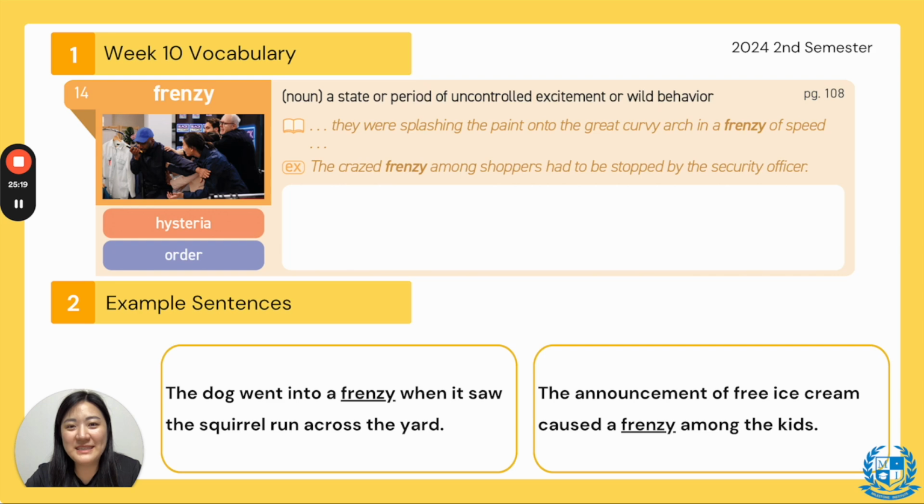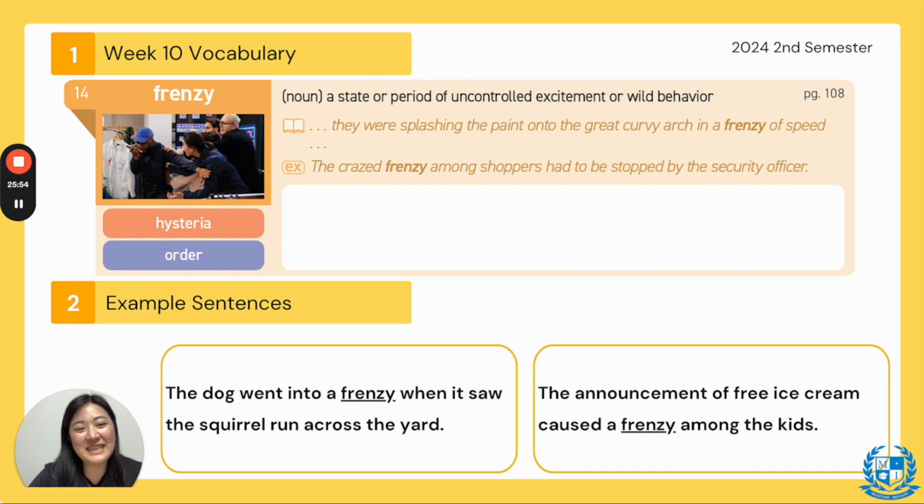The crazed frenzy among shoppers had to be stopped by the security officer. Usually in America, there's a day called Black Friday. It's after Thanksgiving, where everything in the stores is discounted, and people go in a frenzy, meaning they all go crazy. Down here it says the dog went into a frenzy when it saw the squirrel run across the yard. So maybe the dog was like, squirrel, squirrel, squirrel, and then he kept running.